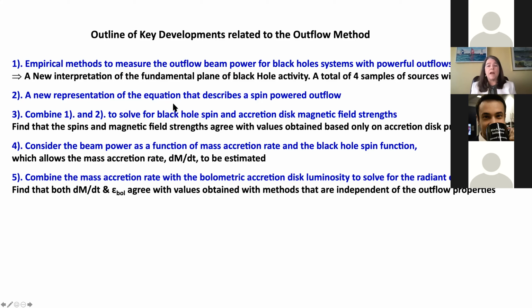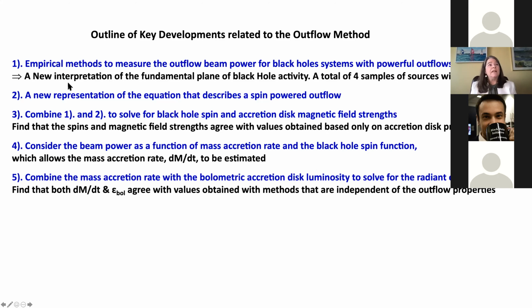Now, after we obtain these beam powers and the other quantities, we're going to look at a new representation of the key equation that describes a spin-powered outflow. These will be combined, the empirical results and the new representation that describes a spin-powered outflow, to solve for the black hole spin and the accretion disk magnetic field strength. Okay, I will show you after we do that, that the spins and magnetic field strengths obtained with this new method for half a dozen or so sources overlap with values obtained independently. And in those cases for which a comparison is possible, the agreement is quite good.